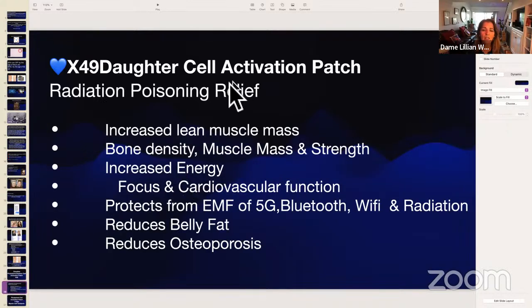This patch is so amazing because, as you know, we are at a time in history where we have a lot of electromagnetic frequencies from cell phones, from Bluetooth devices, from desktops, laptops, iPads, notebooks, cell phones. Just dropped my cell phone, speaking of. And it's good to note that we get radiation poisoning as well as blue light toxicity from all of those electronic devices.